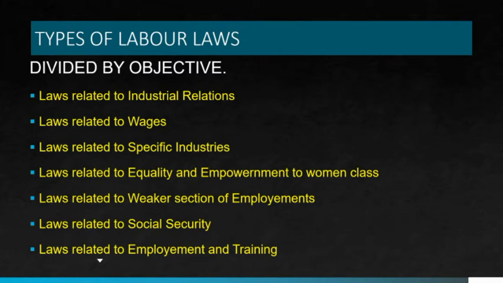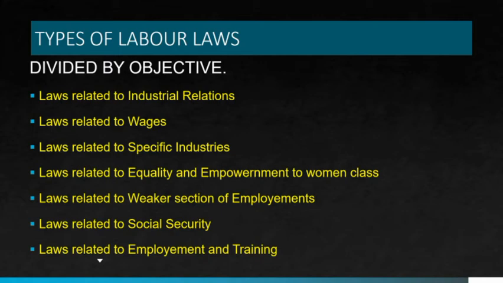training. So when it comes to laws related to industrial relations, the name itself says it: Industrial Dispute Act, Industrial Employment Standing Orders Act, Trade Union Act. When it comes to wages, Minimum Wages Act, Payment of Wages Act, Equal Remuneration Act, and Payment of Bonus Act. Laws related to specific industries: the Factories Act, the Mines Act, Building and Other Construction Workers Act, Interstate Migrant Workmen. Laws related to equality and empowerment of women classes. In this classification, some part of the Equal Remuneration Act and Maternity Act will also come under this class.